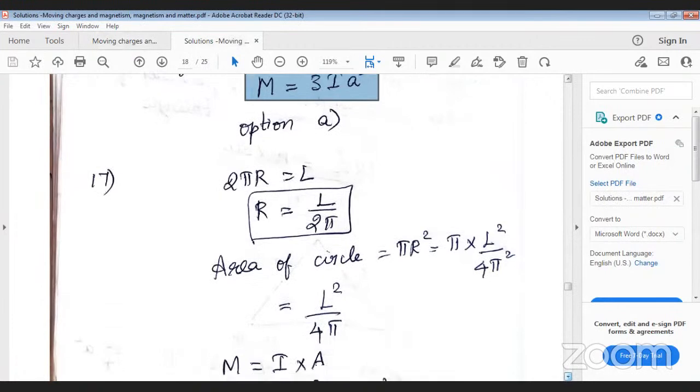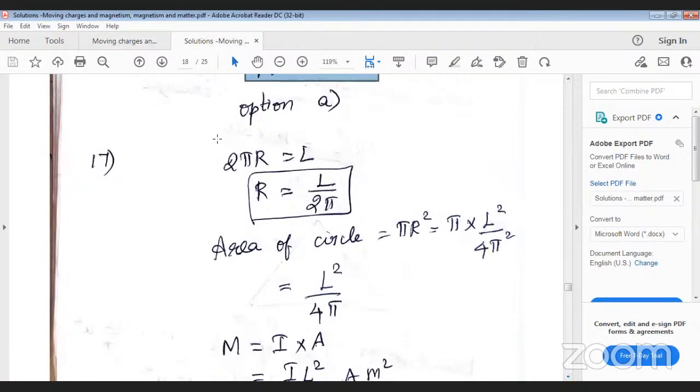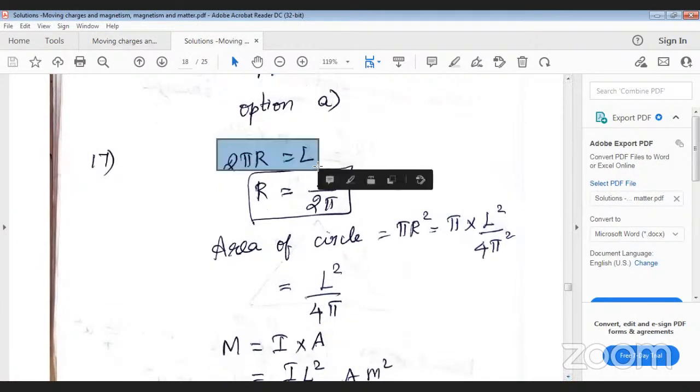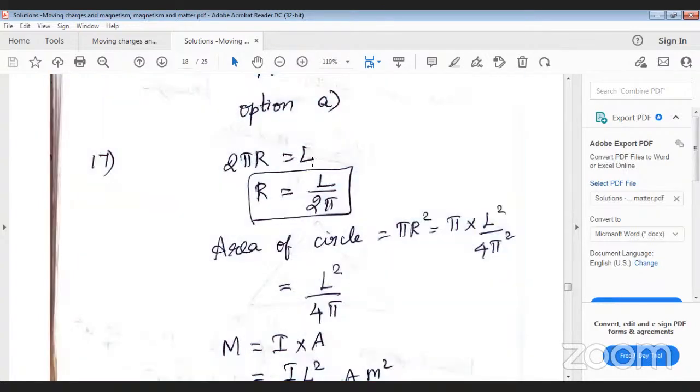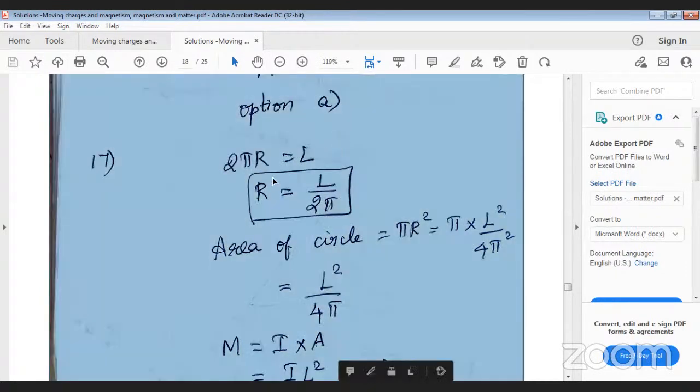Only thing is we need to find out the radius of the circle. So 2 pi r equal to L. How did we get this equation? Because the wire of length L is bent in the form of a circle. That means the length of the wire should be equal to the circumference of the circular coil. So 2 pi r equal to L, that means r equal to L by 2 pi.